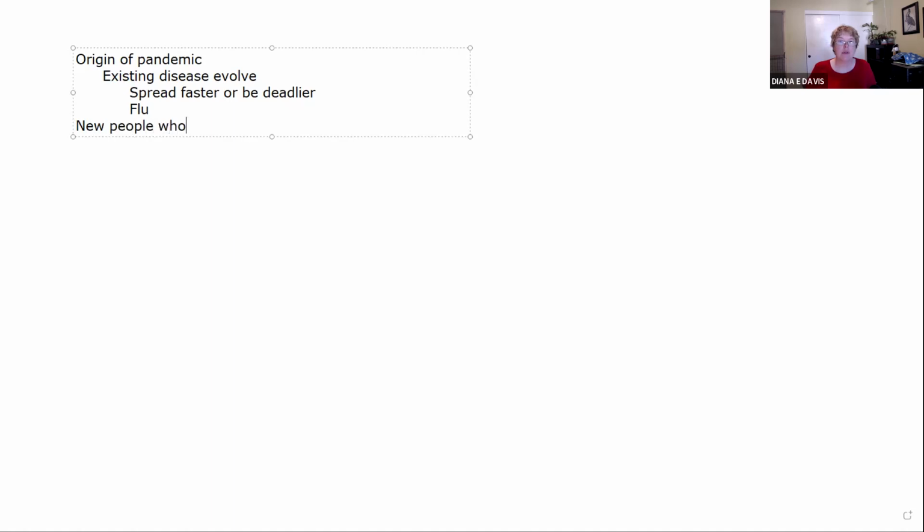New people who are vulnerable increase in a population. New people can be births or immigrants. So people may come into a population where disease circulates and everybody's kind of immune, but once you get enough vulnerable people, then you can have another major outbreak.